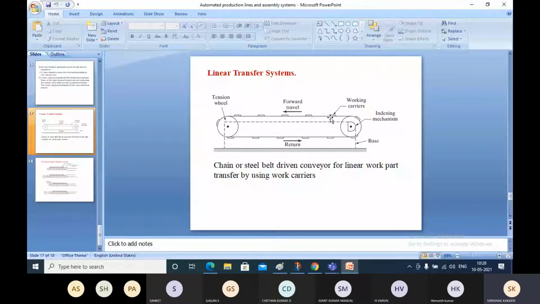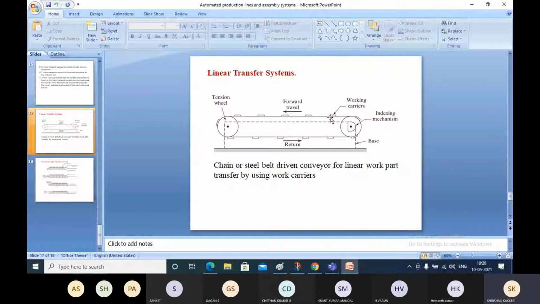In some other cases where I don't want to have a conveyor system, for example, where the work part to be held is very big and heavy in structure, it may not be possible to accommodate it on the conveyors. At that time this walking beam mechanism will be used.